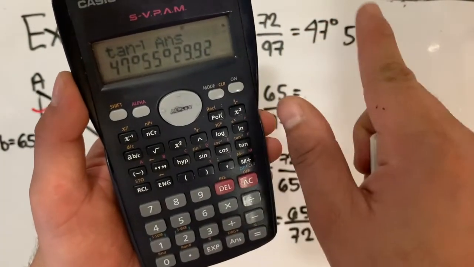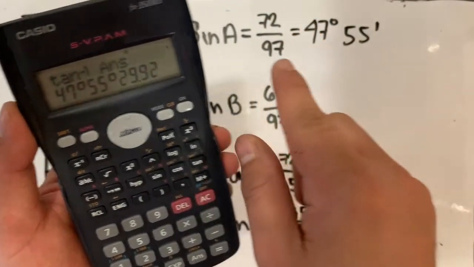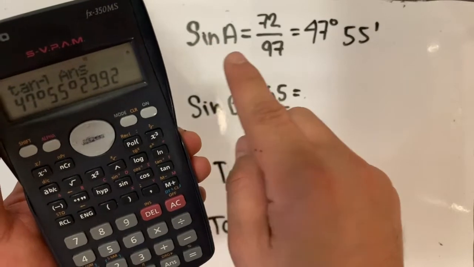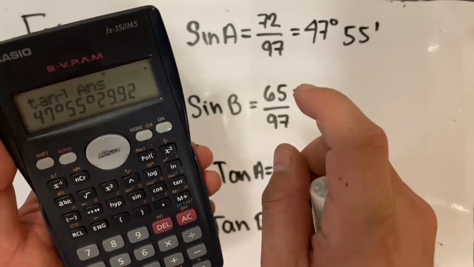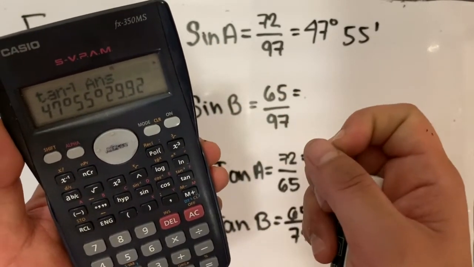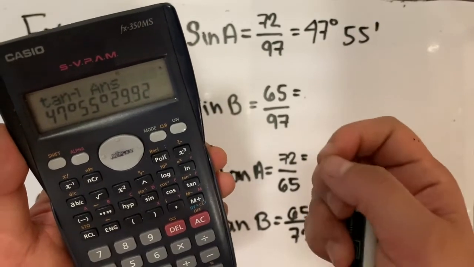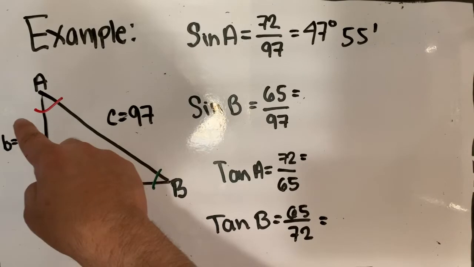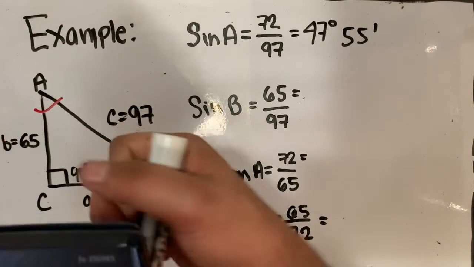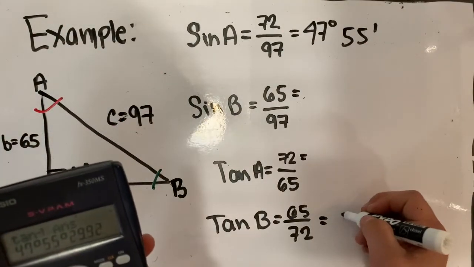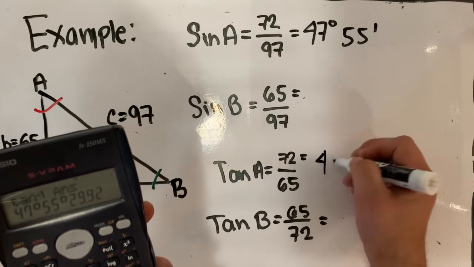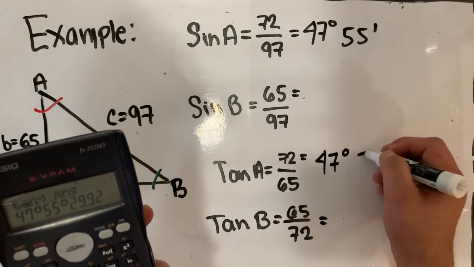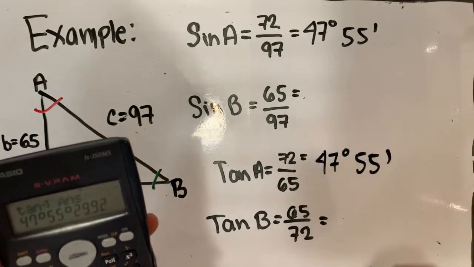That is the same result that I had using the sine. If you use sine, cosine, tangent, even cosecant, secant, and cotangent, it has to be the same result. Why? Because we are talking about the measure of this angle. So this answer right here is 47 degrees with 55 minutes.